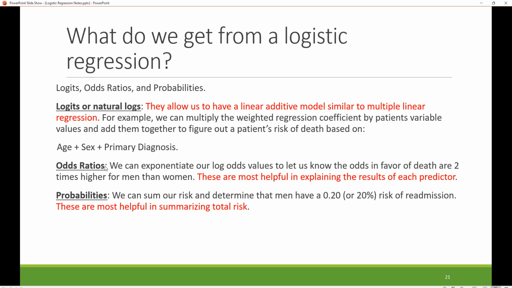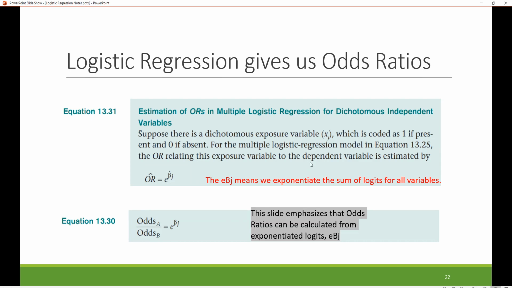We also get odds ratios. We can exponentiate our log odds values to let us know that the odds in favor of death are 2 times higher for men than women. These are most helpful in explaining the results of each predictor. We get probabilities that we can sum for our risk and determine that men have a 20% risk of admission. These are most helpful in summarizing total risk. And just to emphasize it, we can say that logistic regression gives us odds ratios. And these are the formulas.